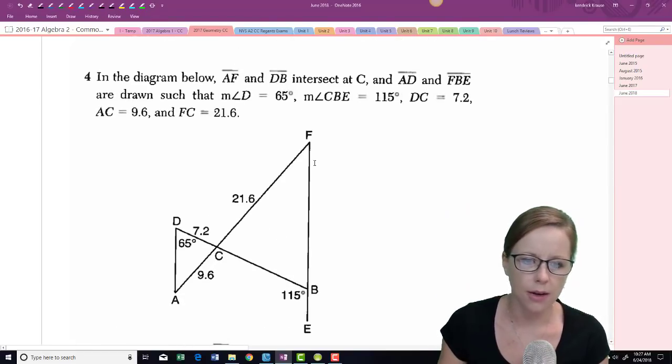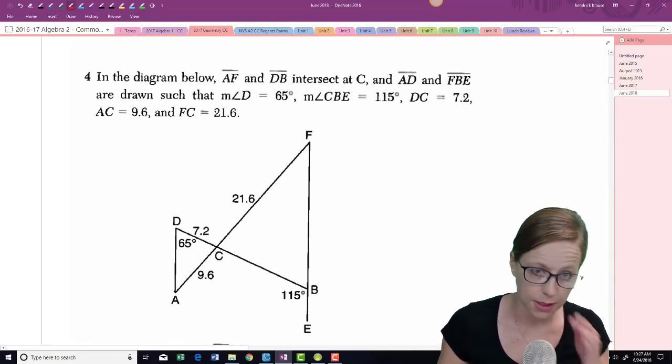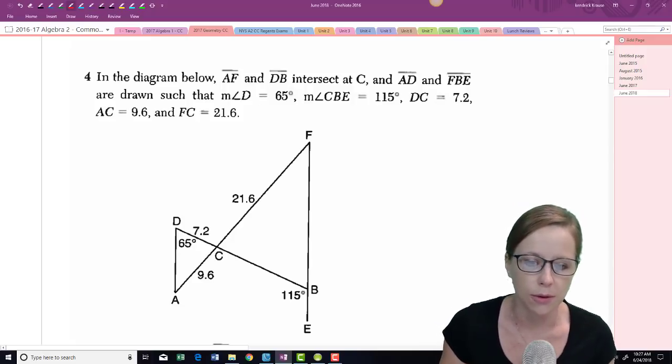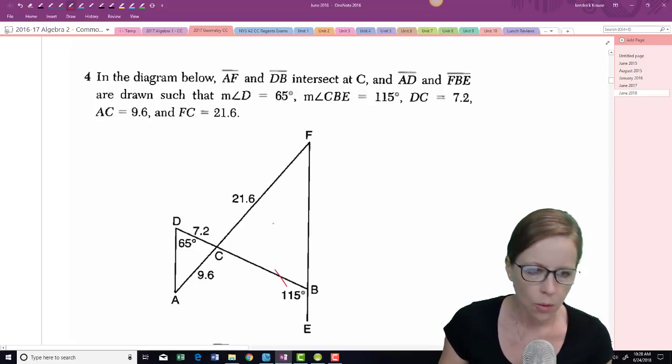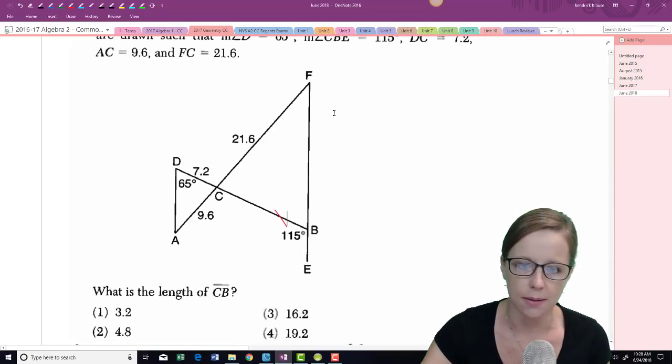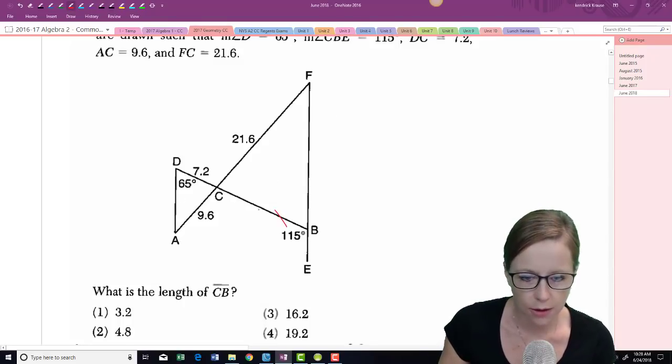Number 4. Okay, so we again have basically the same diagram we saw just a second ago in question number 3, or question number 2. So we have all of this information. AF and DB intersect at C. They don't say bisect. AD and FBE are drawn such that the measure of angle D is 65, CBE, this exterior angle, is 115, DC is 7.2, AC is 9.6, and FC is 21.6. Okay, so we're given all of these things. What is the length of CB? All right, they want to know this right here.